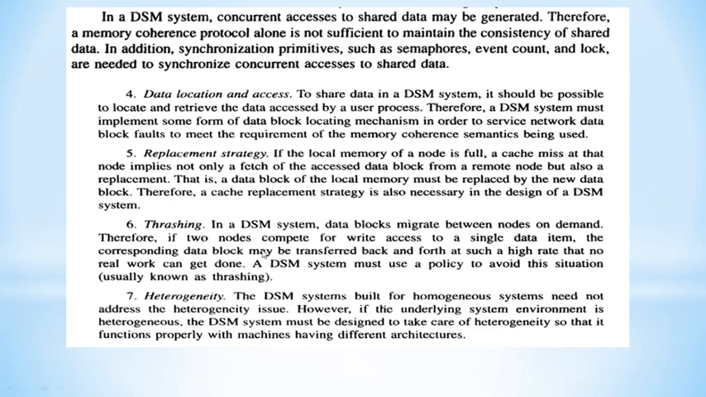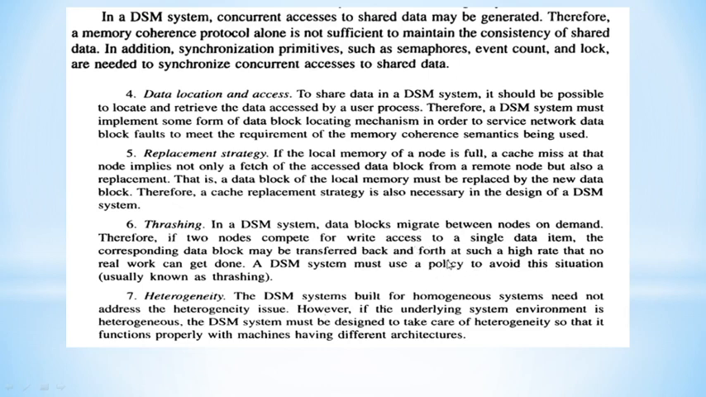Therefore, if two nodes compete for write access, that is, if both nodes are trying to write to a single data item, the corresponding data block may be transferred back and forth. Whatever the priority or importance is, we should give importance to that particular process, and the DSM system must have some policy to avoid this situation. If both are trying to get write access, what policy should it take?